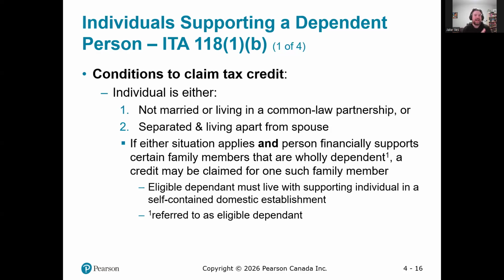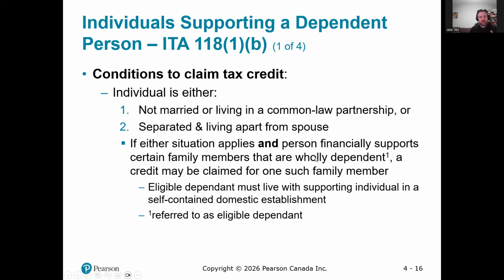So there's spousal and eligible dependent. Again, you can only get one of these. So if you're getting the spousal amount, you cannot get the eligible dependent. If you're getting the eligible dependent, you can't get a spousal amount. So the individual must be either not married or living in a common law partnership, or separated and living apart from spouse. So you and your spouse cannot be living together to get the dependent person. This most commonly comes into play for single parents. If either situation applies and the person financially supports certain family members that are wholly dependent, a credit may be claimed for one such family member.